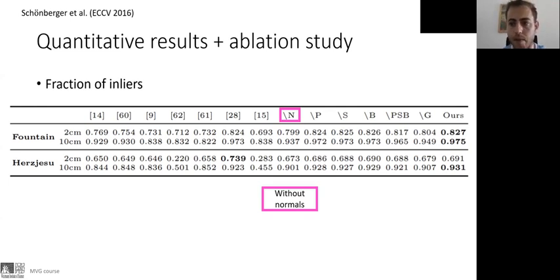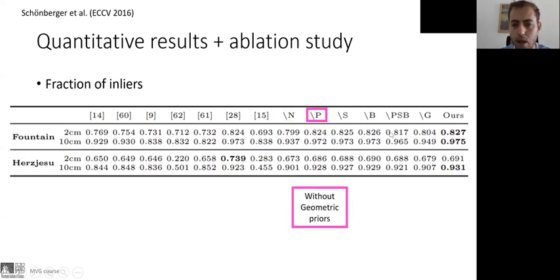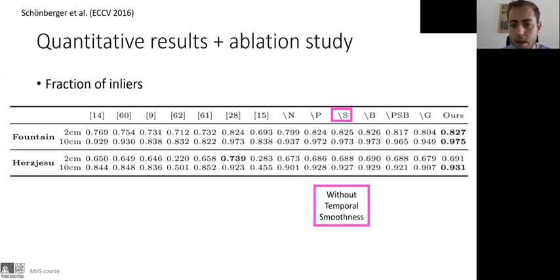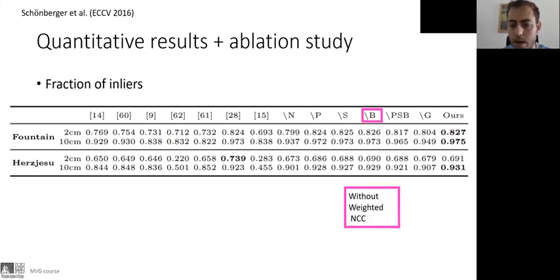You can see that if they use their method without normals, the results are much worse than their final result, but still better than Zeng et al. And the other geometric priors, temporal smoothness and the weighted normalized cross correlation did not affect the results too much in this case, but they probably needed them for the large scale scene of 7,000 images.